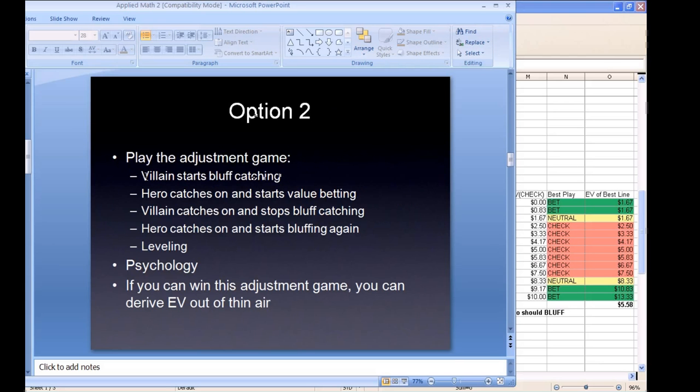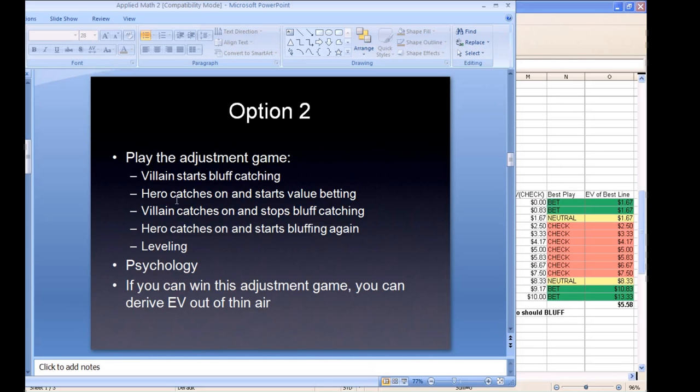So option number two is play the adjustment game. I think this is pretty interesting, because I never really understood up until this point what it really meant to level. I kind of knew, but never saw it in an example. So our opponent starts bluff catching. If we're really, really good at psychology, some of the huge nosebleed winners, that's their bread and butter, is the psychology. And this illustrates exactly what that edge in psychology is. They just have this sense of when their opponent's going to start bluff catching.